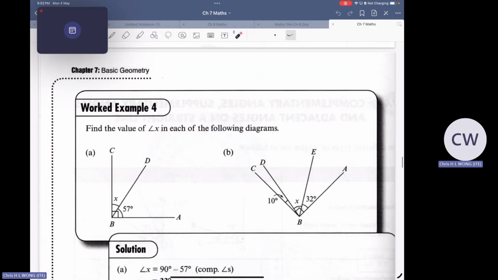Now let's try again. Find the value of x. At the beginning, you already know you will use 90. Why do you use 90? Can you see I have a right angle here? So you must look for the sign. You cannot just say, oh, use 90. If you use some sign, I'm very sure you say 90 minus 57. Am I right? What is the reason? Someone? Complementary, very good. Complementary angle.